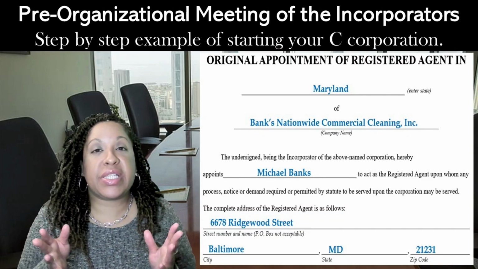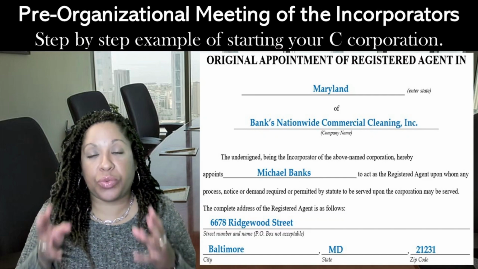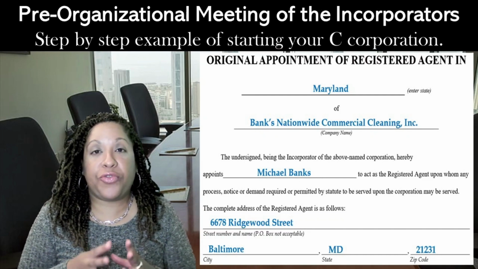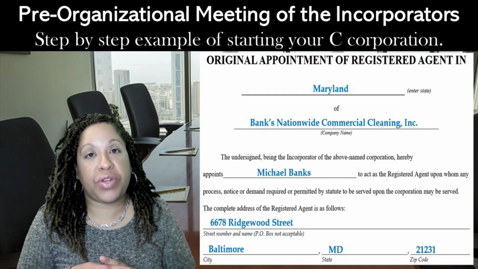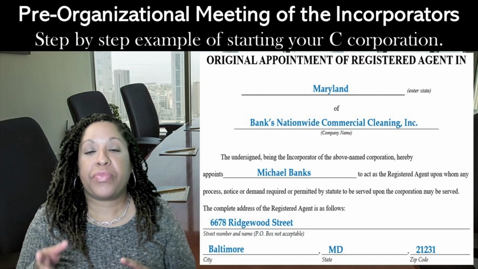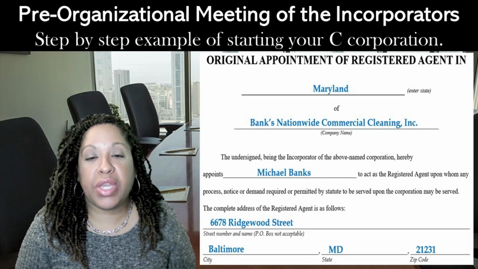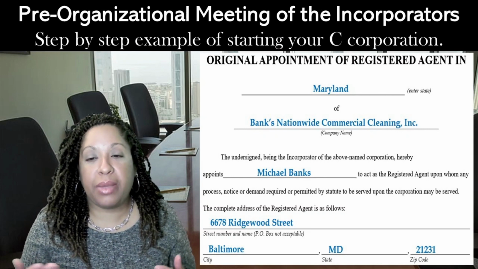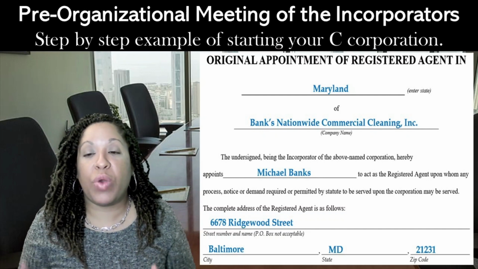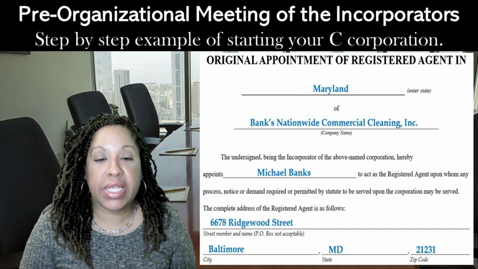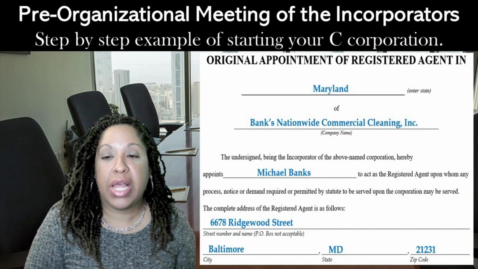And it just basically formally says, okay, this person either has been selected or has agreed to become the registered agent for the corporation. As you can see, original appointment of registered agent in Maryland for Banks National Commercial Cleaning Company, Inc. The undersigned, being the incorporator of the above named corporation, hereby appoints Michael Banks, as we said before, to act as the registered agent upon whom any process, notice or demand required or permitted by statute to be served upon the corporation may be served.